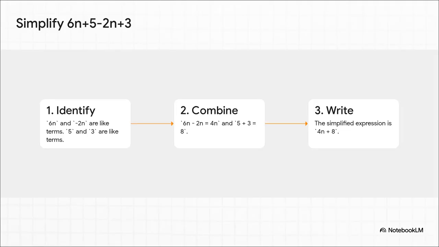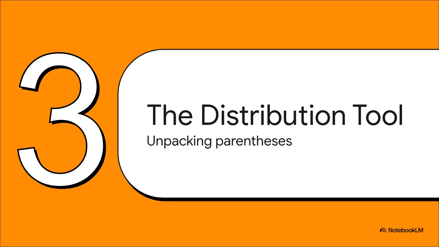Let's actually try this out. We've got 6n plus 5 minus 2n plus 3. So first thing we do is identify our pairs. The 6n and the minus 2n go together, and the constants, the 5 and the 3, they go together. Now we just combine them. 6n minus 2n leaves us with 4n, and 5 plus 3 is 8. And boom, our tidied up expression is 4n plus 8. See? So much cleaner.